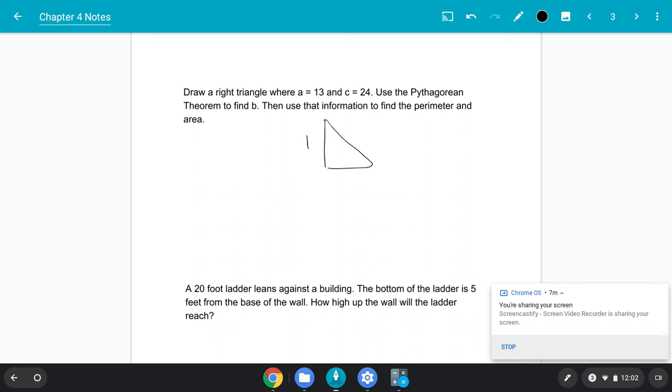A is 13. C is 24. This time it looks like they're going to ask us to find B because we have A and C. And yep, they do. And then we have to find the perimeter and area.